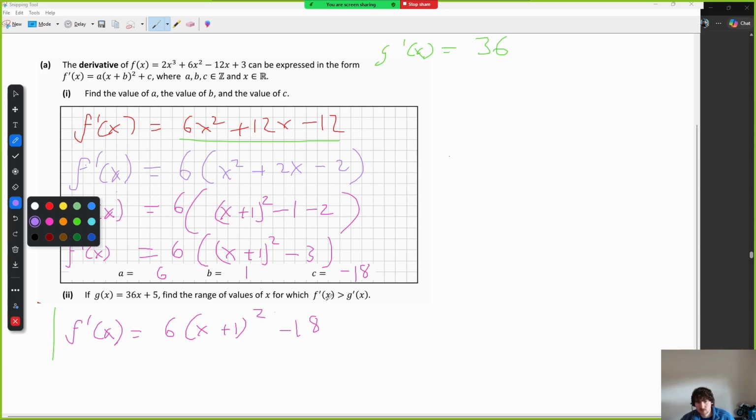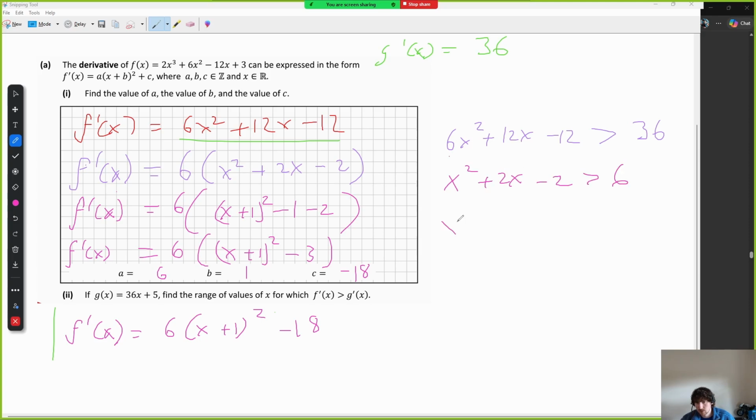So what they're saying is, following their instructions here, f'(x) is this red thing, 6x squared plus 12x minus 12. That thing we're looking for when it is greater than g'(x), which is 36. Right. You can divide everything by 6. You're allowed to do that because it's a positive number. If you divide both sides by a positive number, you don't need to change the direction of the inequality. If you divided it by minus 6, you would have to change that. Plus 2x minus 2 is greater than 6. Bring everything to one side.